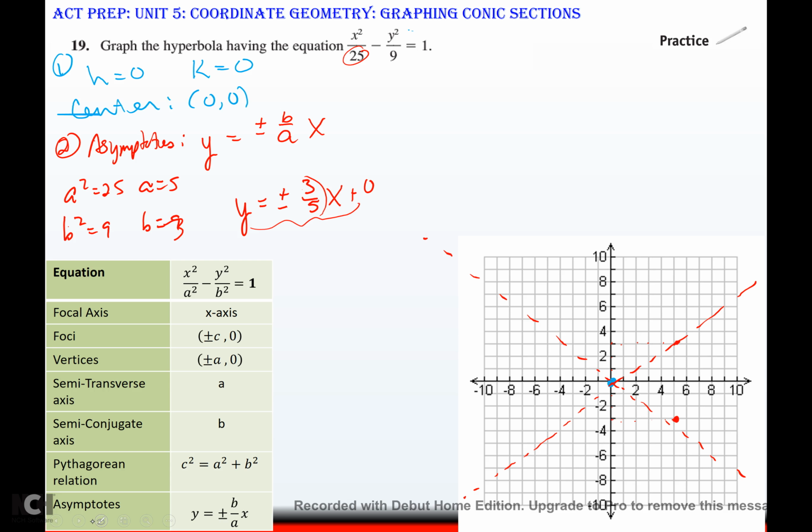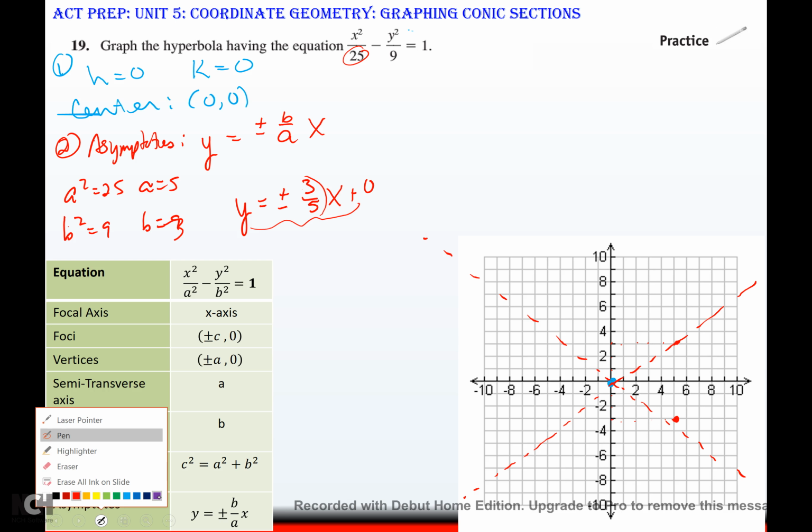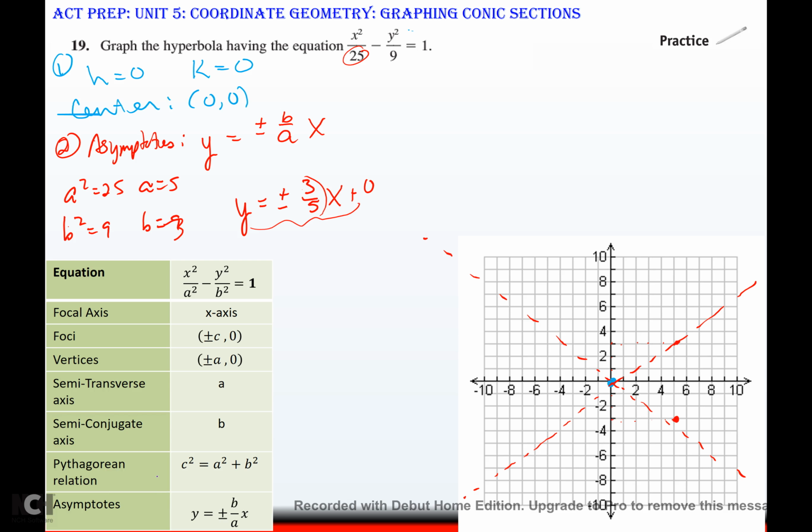The next thing I like to do is find my vertices. And again, guys, this is just the order I like. There's nothing that says you have to do things in this order. But my vertices are at plus or minus a comma 0, again because my center is at 0, 0. So my vertices are going to be at plus or minus 5 comma 0. So I'm going to have one over here at 5 and one at negative 5. There are my vertices.